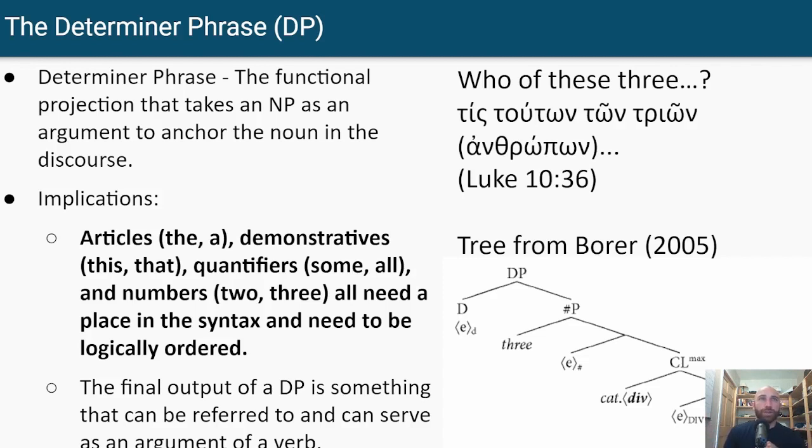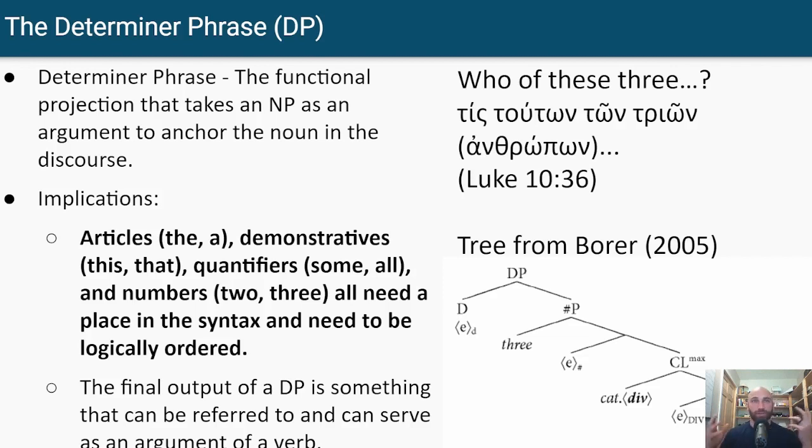English has a pretty rich set of these, so we can think of articles like the and a, demonstratives, this, that, quantifiers, some or all, and numbers, 2, 3, etc. And all of these need a place in the syntax, and they need to be ordered logically. So this has been done for English and many other languages.